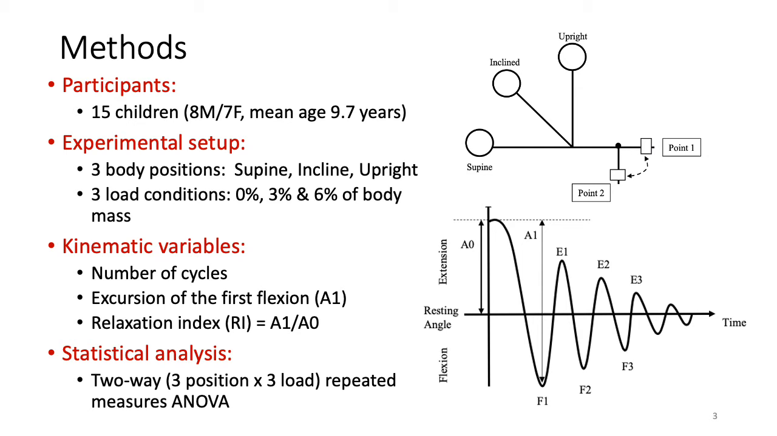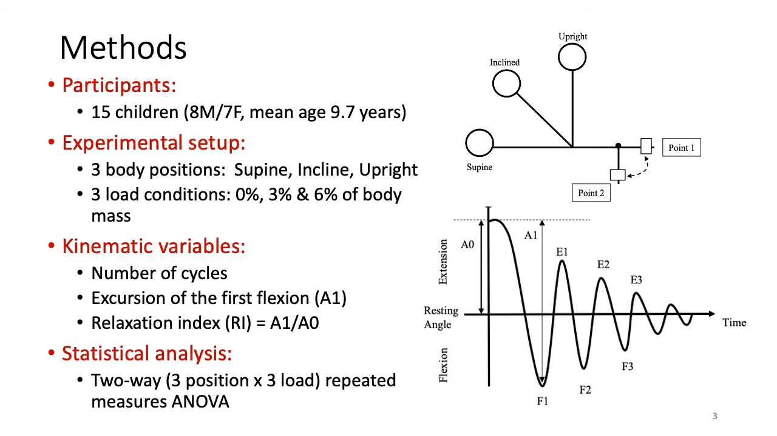The subject was asked to relax. The leg was released once the subject was relaxed. The leg swung freely until it came to a complete stop, as seen in point 2 on the image to the right. Practice trials were given to the subjects to ensure they could perform the activity without resisting the leg swing.